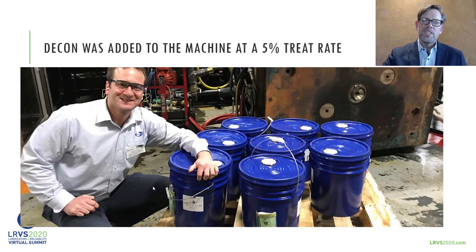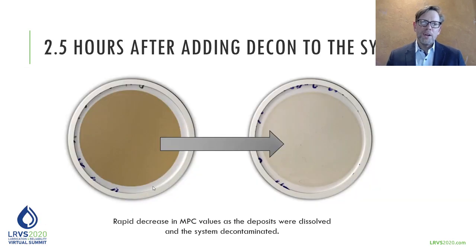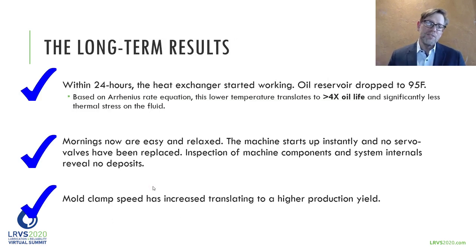So in this case, we put decon in at a 5% treat rate. A couple hours later, through testing, we identified the varnish potential was brought back to normal. And then long term, we've seen very, very good results. The most interesting thing is that within 24 hours, this heat exchanger that basically was not working and hadn't worked for several years, now had fluid flowing through.